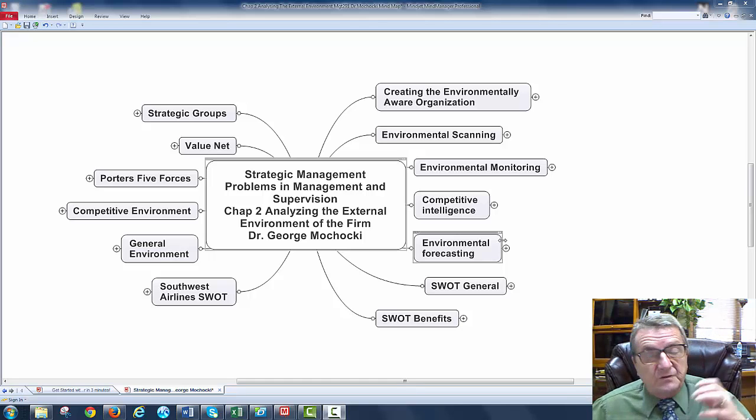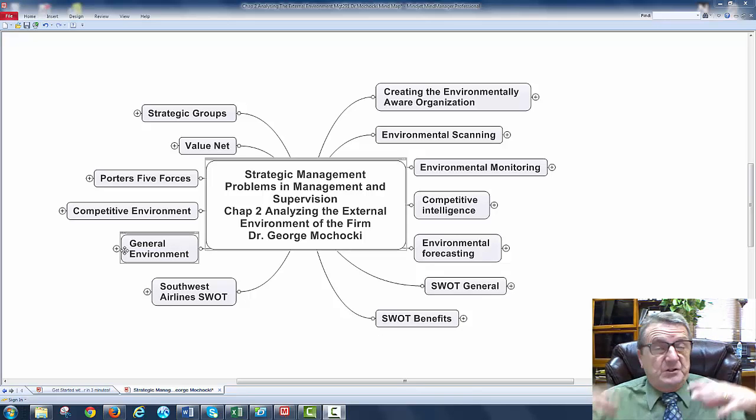One way of doing that is through a SWOT analysis, and that's basically strengths, weaknesses, opportunities, and threats. We're going to talk about the benefits of this. We're going to give an example, Southwest Airlines. We're going to talk about the general environment as a whole. We're going to talk about the competitive environment, how I should look, and then basically the whole course is looking at Porter's five forces, and these forces I have to be aware of.